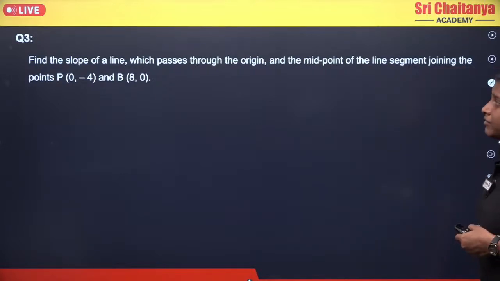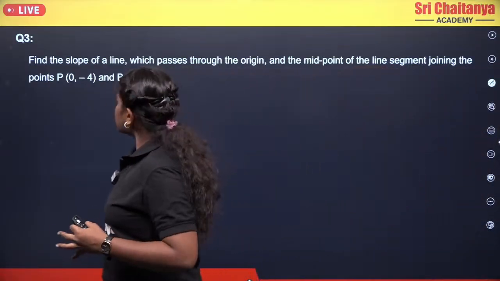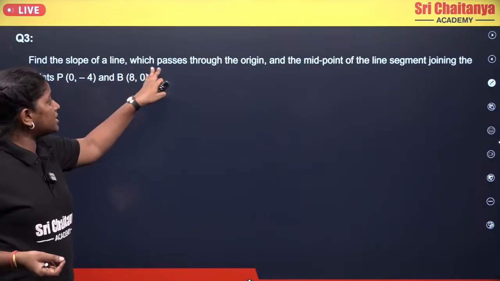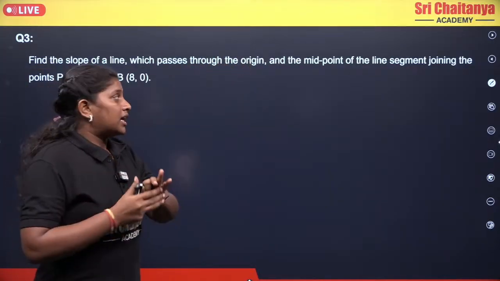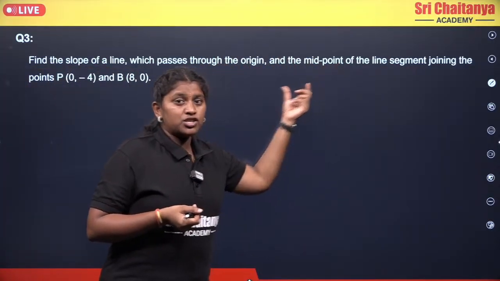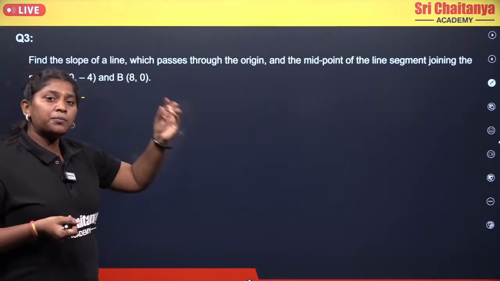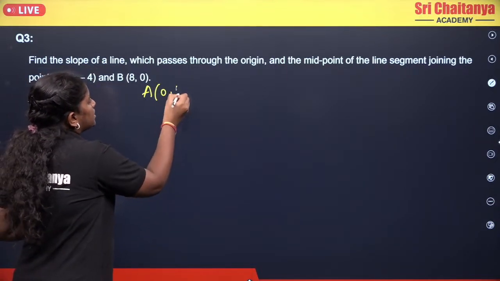Now find the slope of a line which passes through the origin and the midpoint of the line segment joining the points P of 0 comma minus 4 and B of 8 comma 0. So here they are asking us to find the slope of a line which passes through the origin. It means the origin lies on that line. So one of the points is our origin. Okay. And another point, how we will get it is the midpoint of the line segment joining these 2 points. So if you apply the midpoint formula, from there you will get another point which lies on the same line. Okay. Now here A will become 0 comma 0.